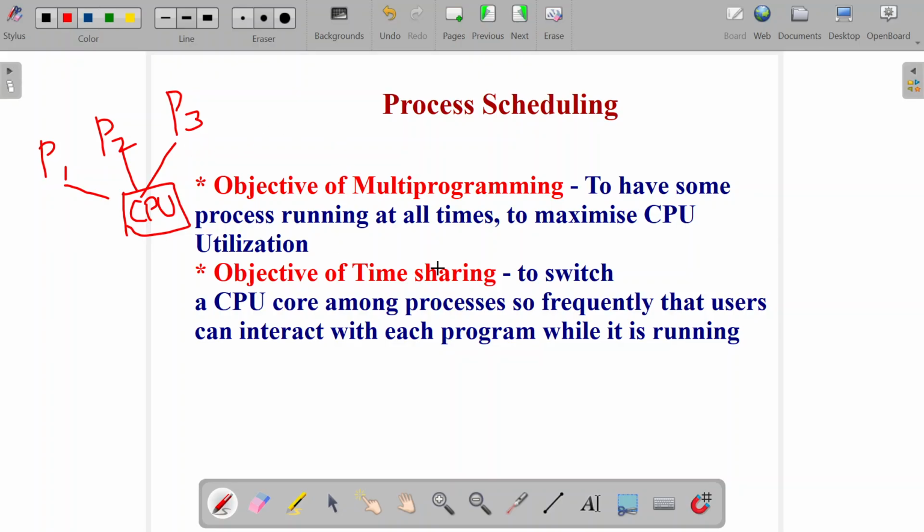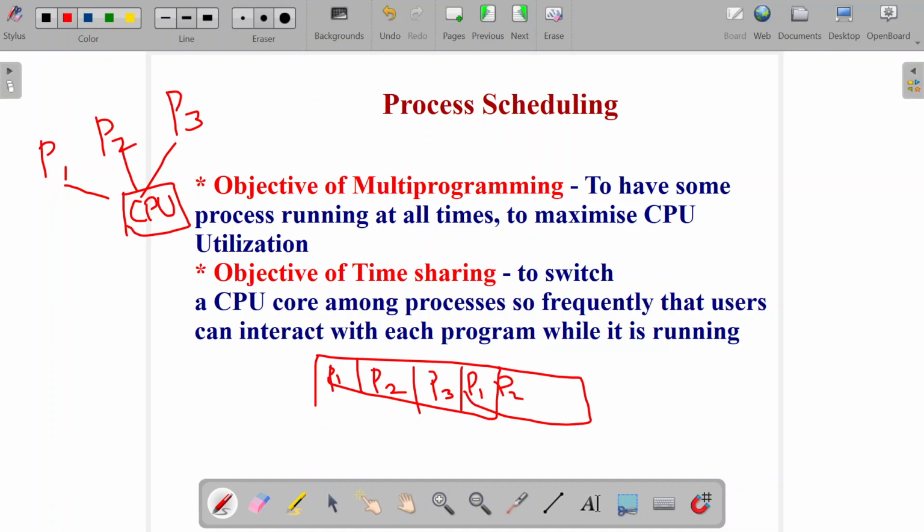And what is the objective of time sharing? Time sharing means that one process cannot hold the CPU all the time. So I am going to share the resources such that, for example, first P1, then some duration for P2, then some duration for P3, and again for P1. Like that, I can share the CPU time among each and every process, distributing the CPU resource equally to every process. So I need to switch a CPU core among the existing processes frequently.